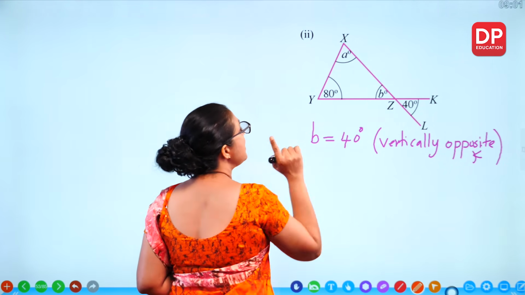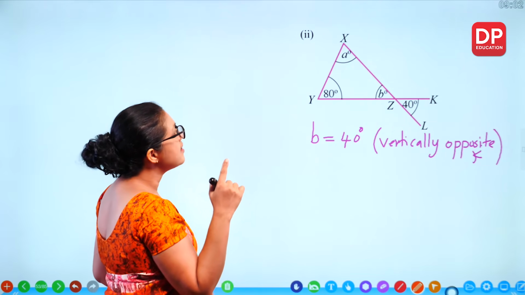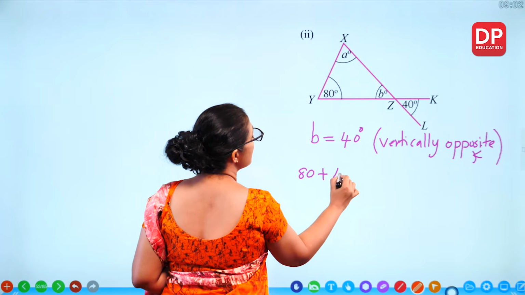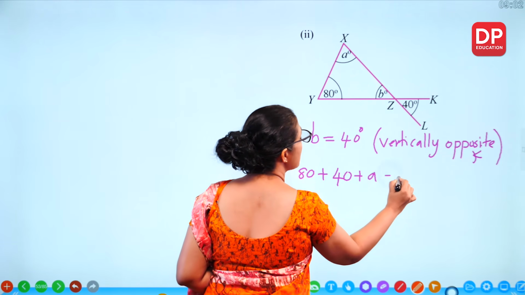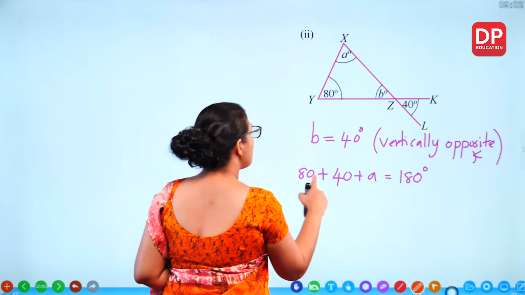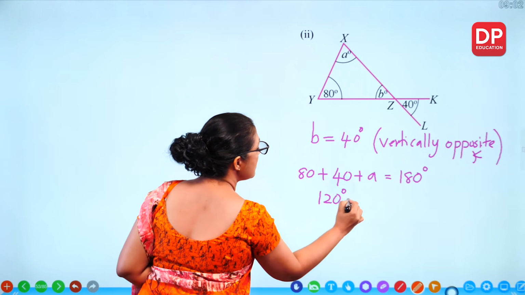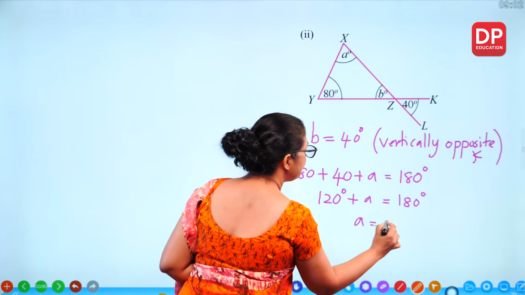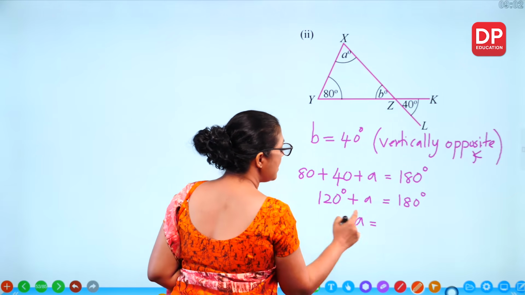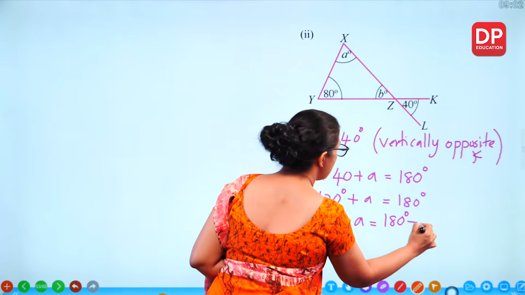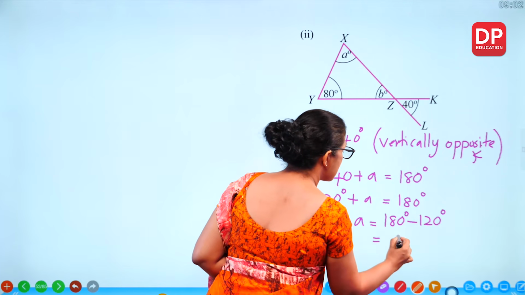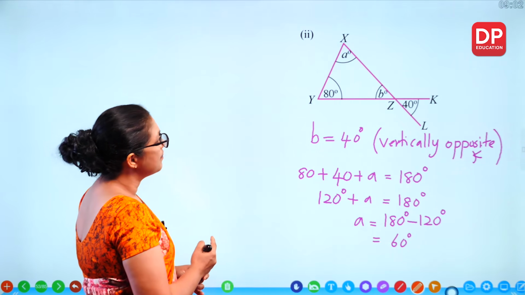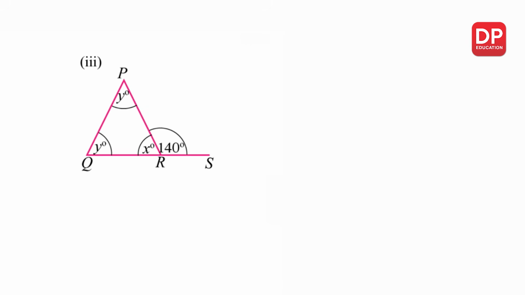Then we found out B. So what's A? You can use the angle sum of a triangle. So 80 plus B, that's 40, plus A is 180. 80 plus 40, you get 120 plus A equals 180. Subtract 120, you get 180 minus 120, that's 60 degrees. So A equals 60.